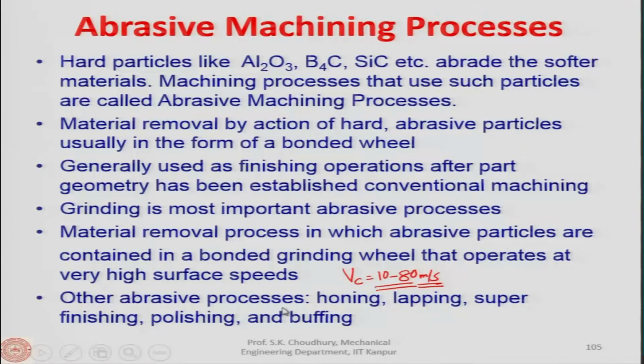Then other abrasive processes like honing, lapping, super finishing, polishing and buffing, these are the other processes which are also called the abrasive processes apart from the grinding process.